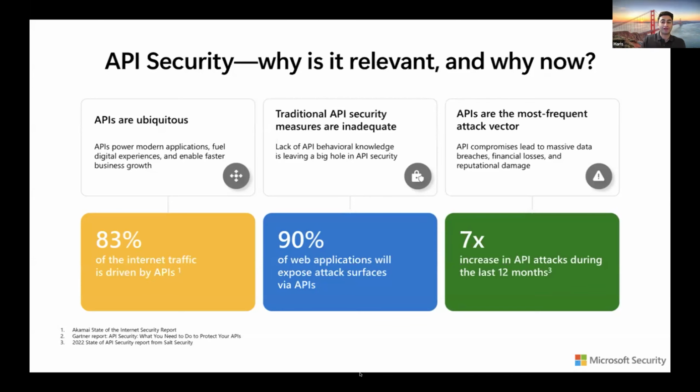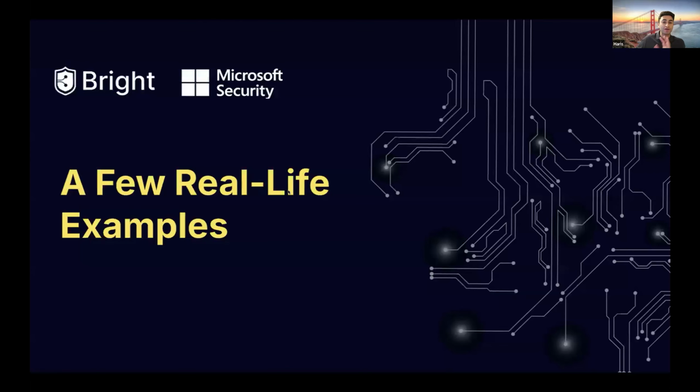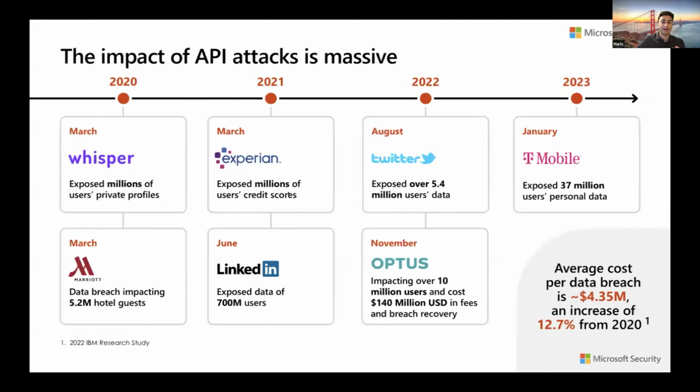And the last piece here is that APIs are really the most frequent attack vector as well. And you'll also see here, we have a metric that there's been a 7 times increase in API attacks during the last 12 months. And I'll expand on this part just a little bit more here as well. So here on this screen, you're just seeing really a small subset of the types of API-related abuses that we've come across over the course of the past couple of years. And again, this is a really small subset of these attacks.